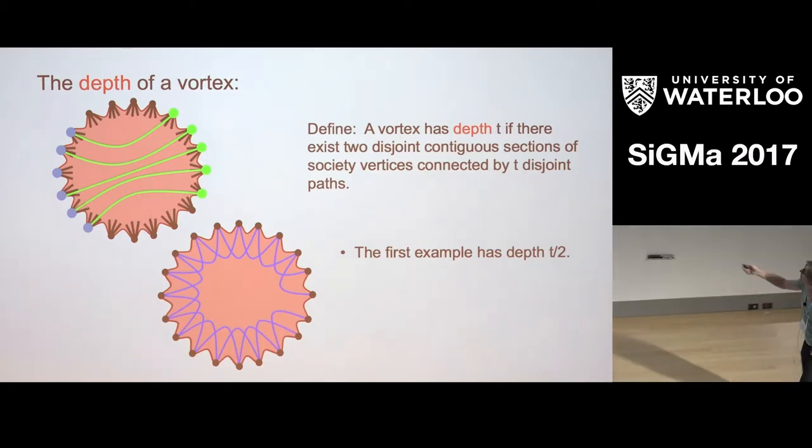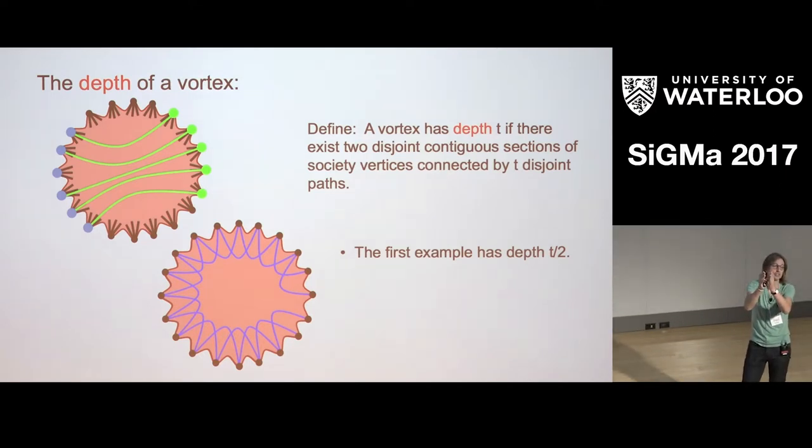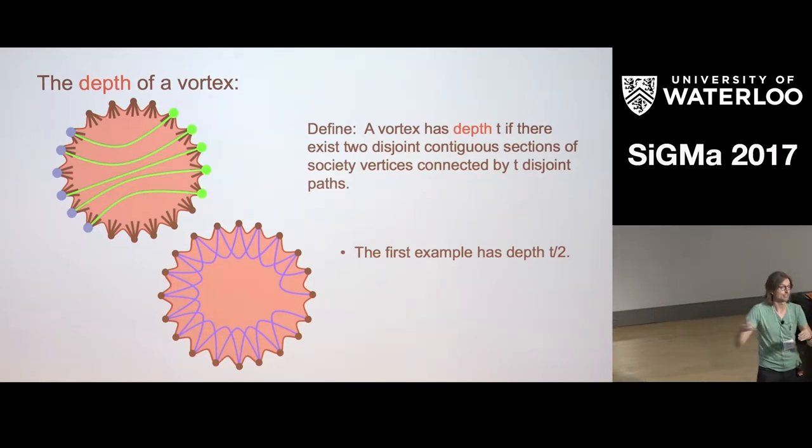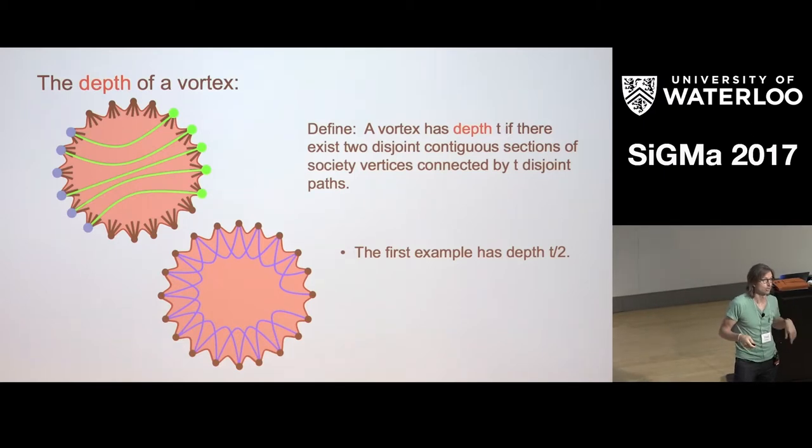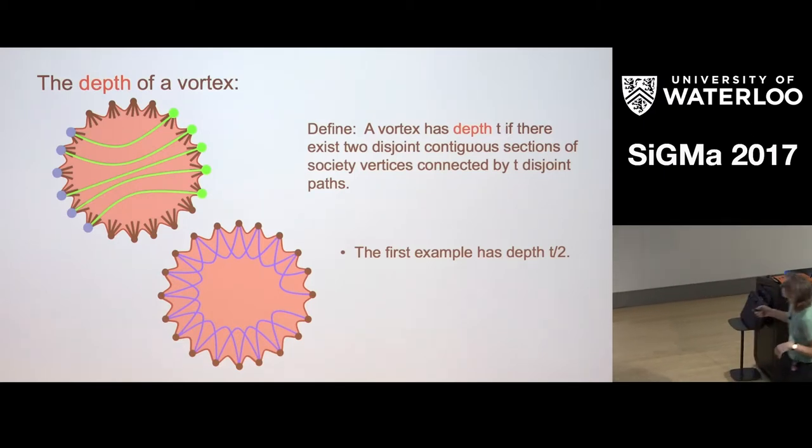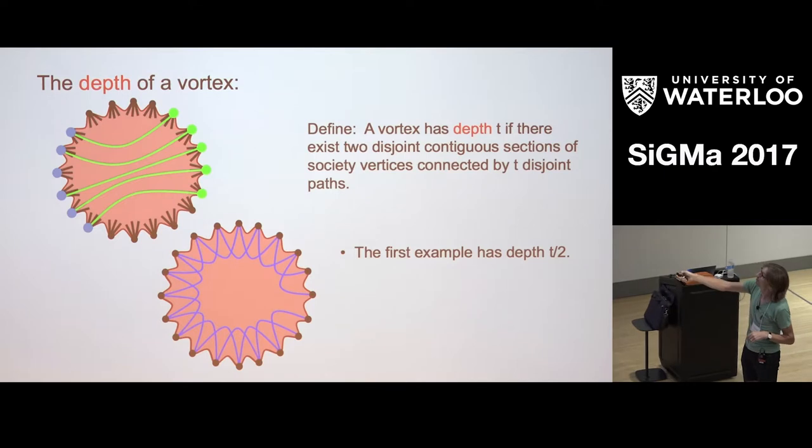So in fact, if I divide the society vertices into two sets of size t over 2, I can find t over 2 vertex disjoint paths going across. In fact, it's just going to be a matching of size t over 2 going across. So the depth of this vortex is t over 2. It's huge. Well, it's a function of the size of the clique that I was looking at.